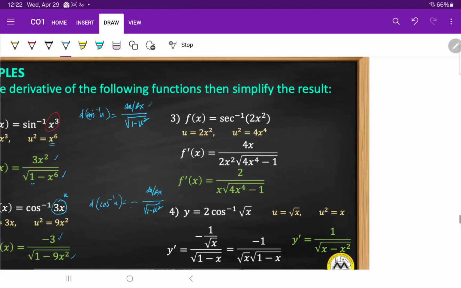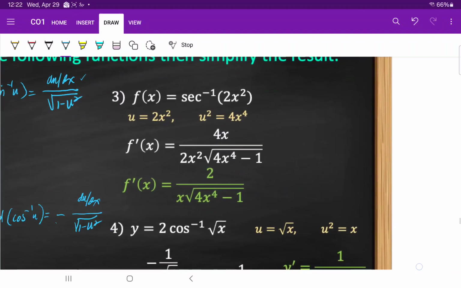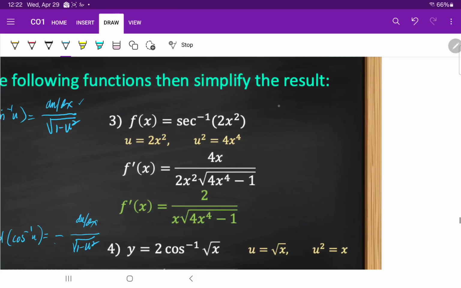Okay, now the next is the derivative of arc secant. So again, what's our formula for the derivative of arc secant? It's positive. You have du dx. Now remember, you have u outside the radical, so u squared comes first.